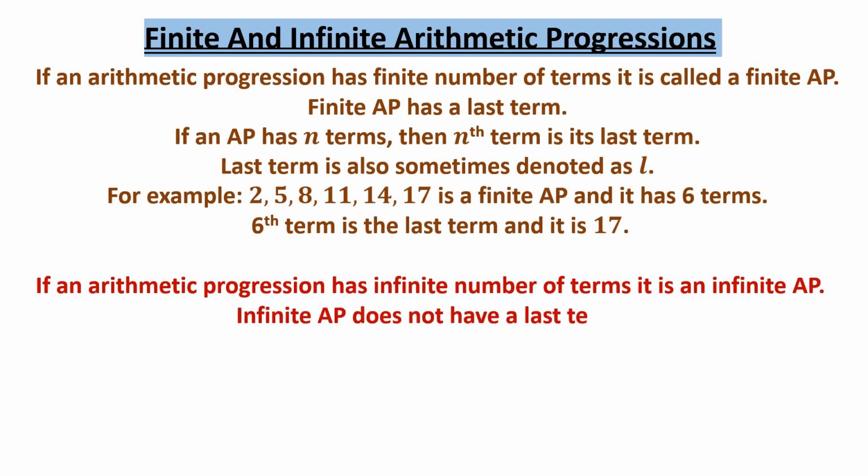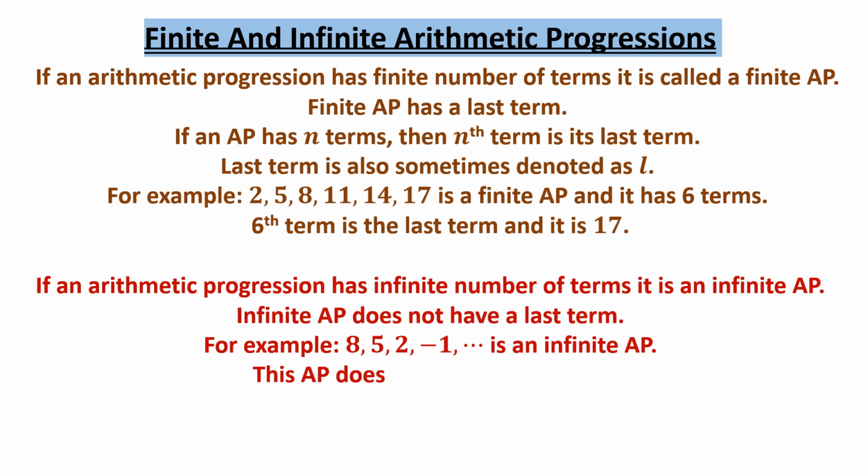An infinite AP does not have a last term. For example, 8, 5, 2, minus 1 and so on is an infinite AP. This AP does not have a last term.